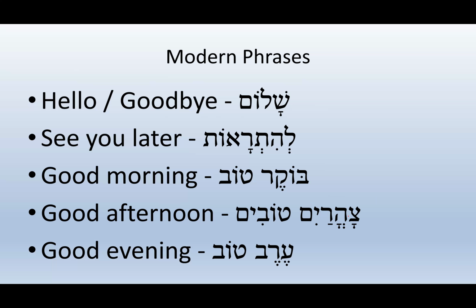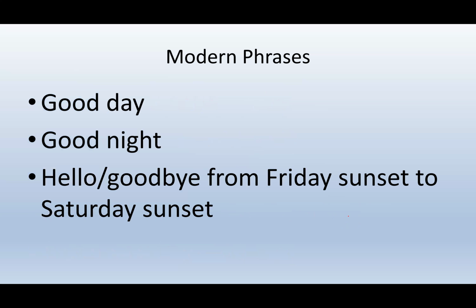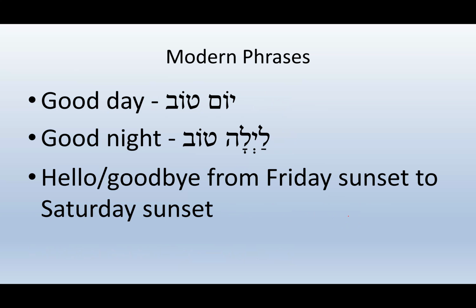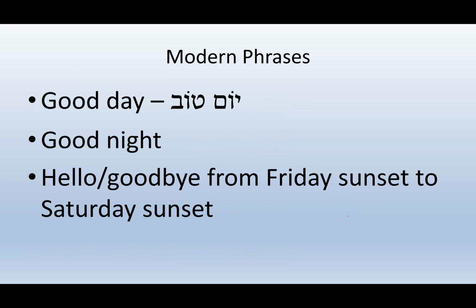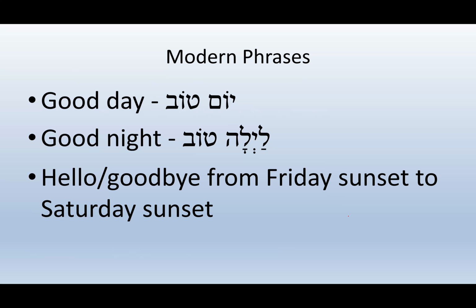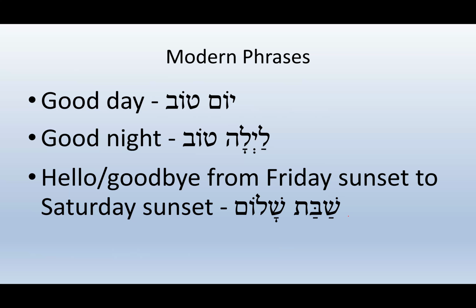Then good evening, again, you have evening first and then good, so it's erev tov. And then good day, day is yom, so it's yom tov. And then good night, night is layla, so layla tov. Let's go back here. So shalom, lehitraot, boker tov, tzohorayim tovim, erev tov, yom tov, and layla tov. And then, as you're approaching Friday night to Saturday, since Saturday is the Sabbath, Shabbat, starting at sundown, or even just getting close to that, the sun doesn't have to be down yet, but if you happen to go to a Shabbat service somewhere, then you would use Shabbat Shalom. That's the typical Friday night through Saturday sunset greeting, Shabbat Shalom.